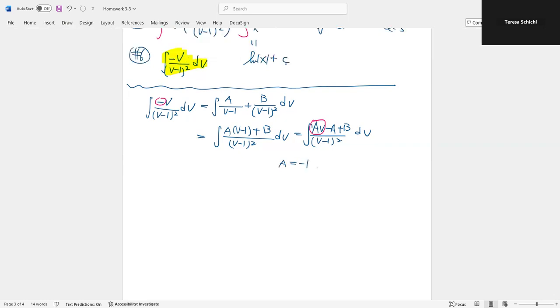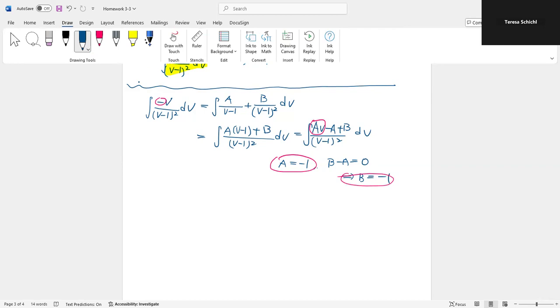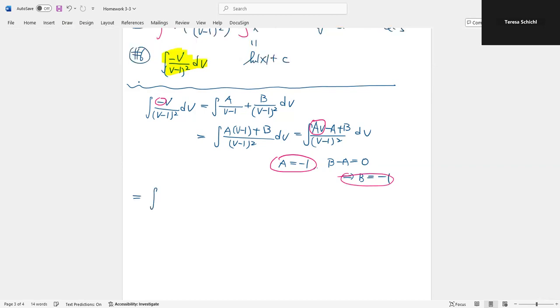Right? Then the b term is 0, so the remaining is b minus a equal to 0 because there is no constant term, right? So that's why we know b is equal to -1 as well. This is what we learn in partial fractions integration.